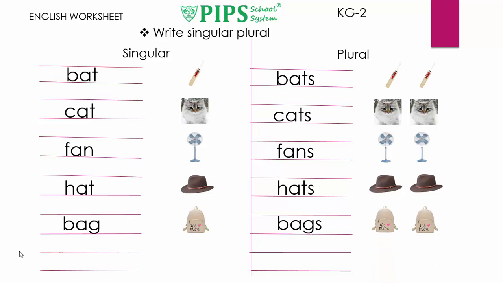These are bags. The last singular word is rat. Here is the picture of rat. Its plural word is rats. These are rats.